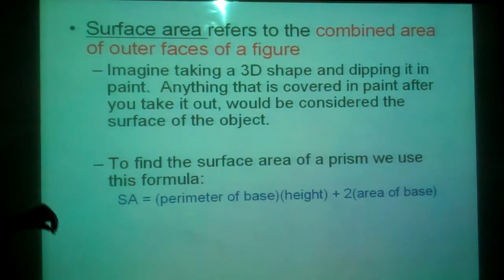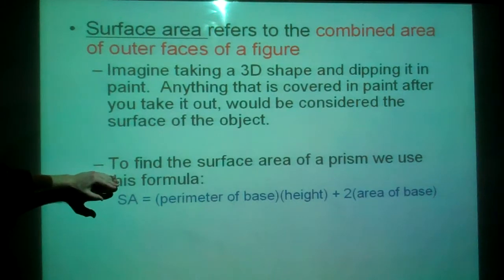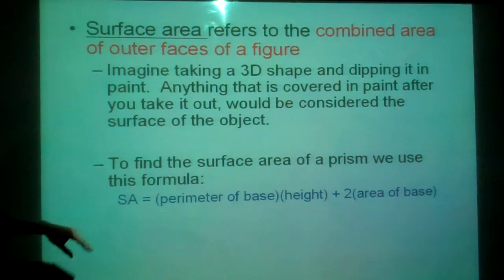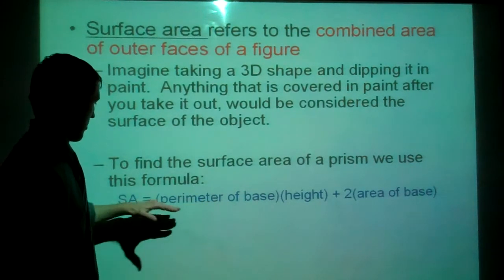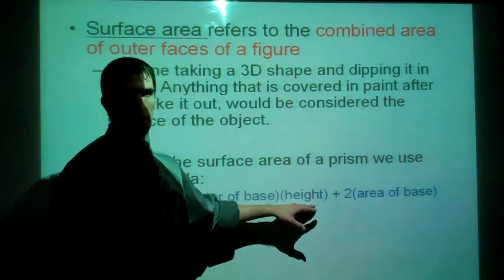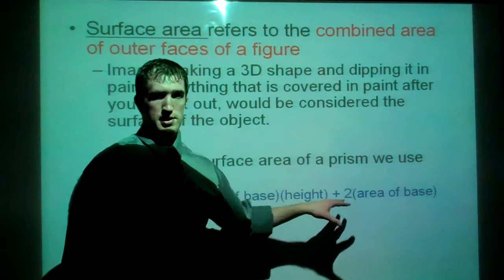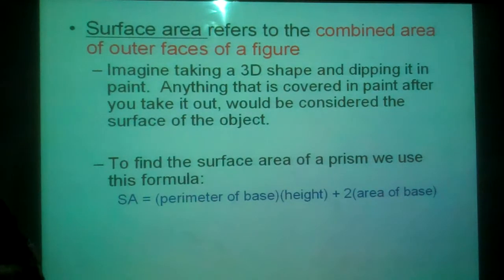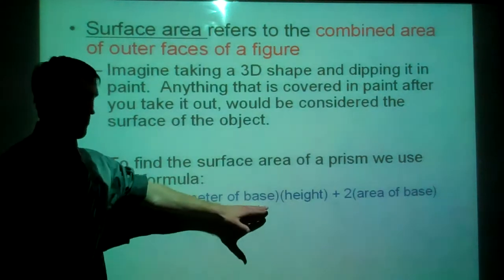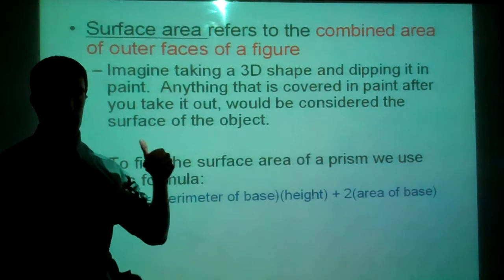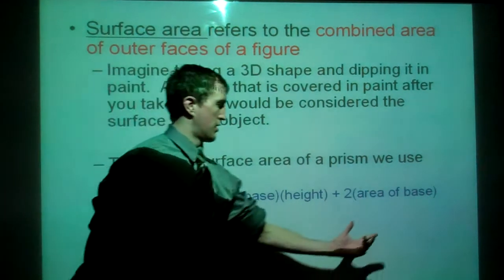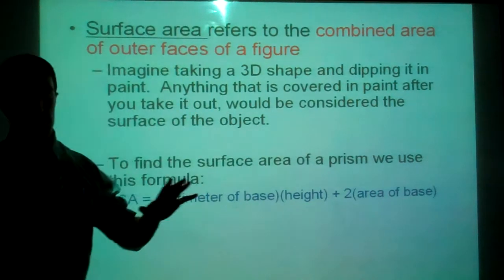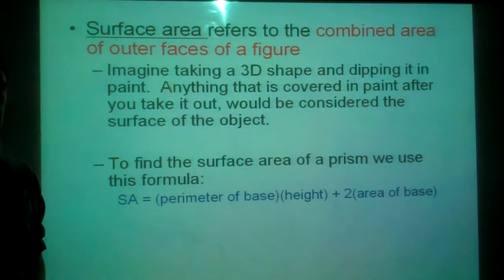And the way that you're going to see it on your MCAs, to find the surface area of a prism, we use this formula. Surface area equals the perimeter of the base times the height of the figure, plus 2 times the area of your base. The really important part about this formula is being able to work with the base of the figure. So we have to be able to identify the base, and once we do that, find the perimeter of that base, and find the area of that base. And those 2 things are things that we've already done, as you're going to see.